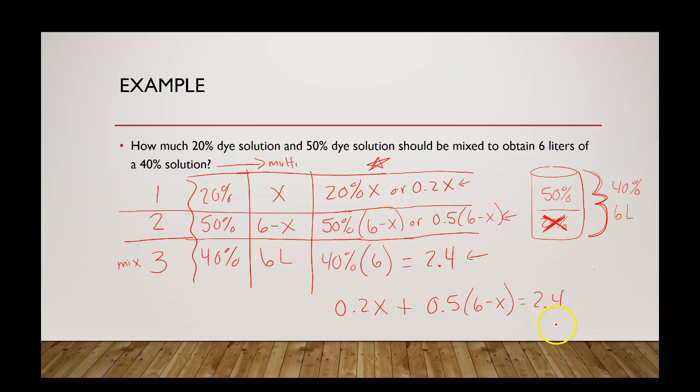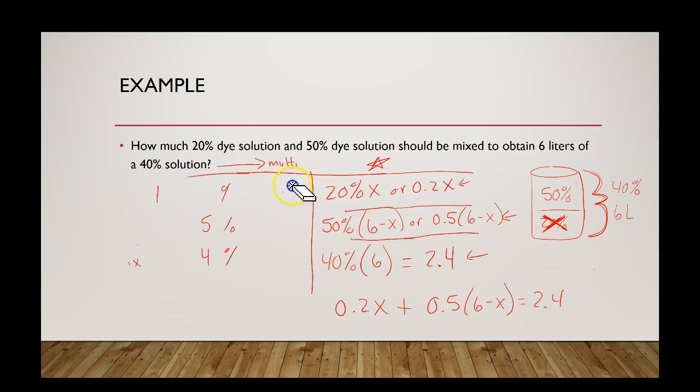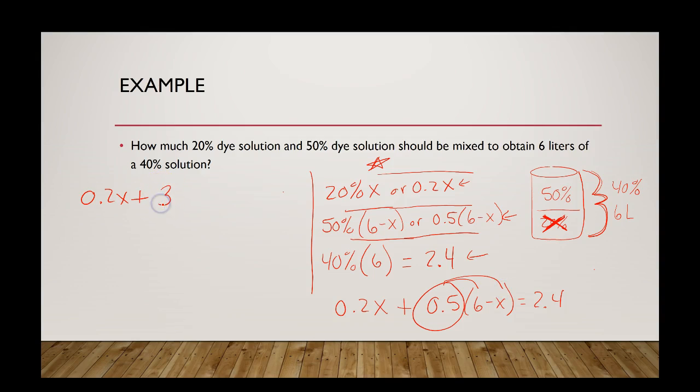So that's the equation we're looking at solving, and I'm going to erase some of this so I can give ourselves some room to solve this. So we've got 0.2x plus, now I'm going to go ahead and distribute when I rewrite this. So 0.5 times 6 is 3 minus, and then 0.5 times x is 0.5x equals 2.4. So that would be my first step.